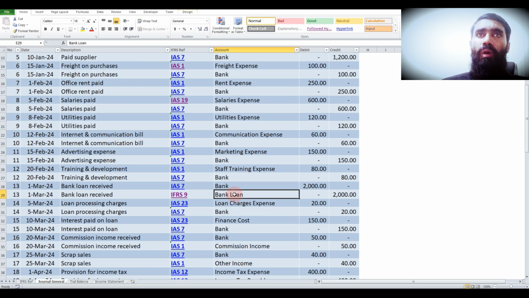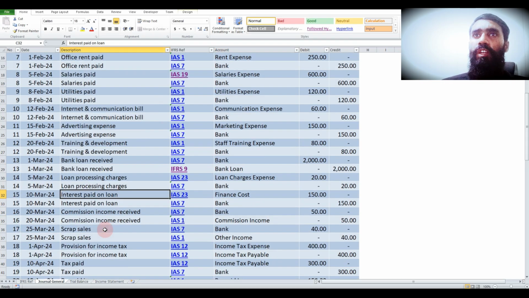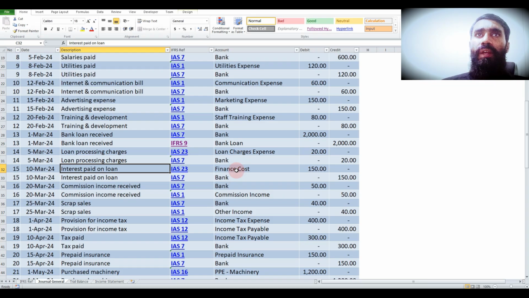Bank debit, bank loan credit. Here you can add the bank name as per the requirement. Loan processing charges, loan charges expense, debit, bank credit. Interest paid on loan, finance cost, debit, bank credit. Commission income received, it's an other income we received in this business. So bank debit, commission income, credit.